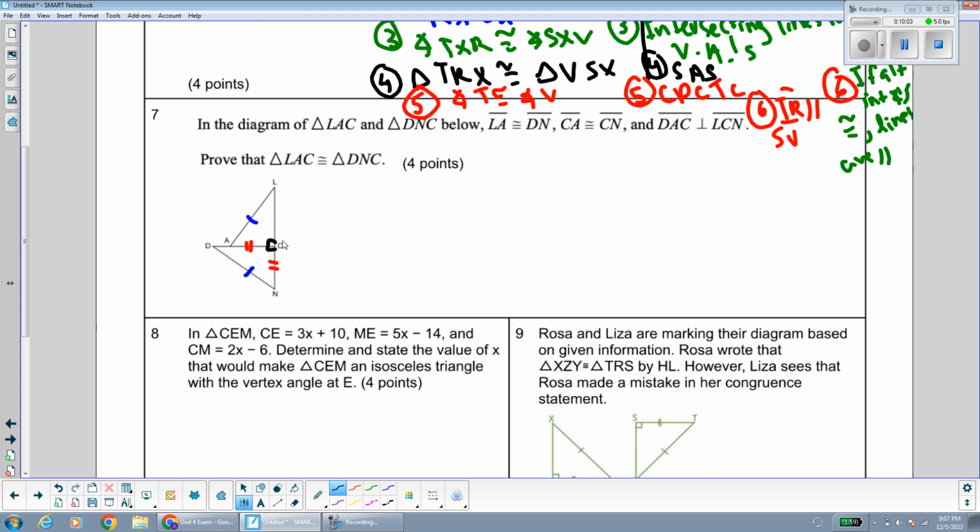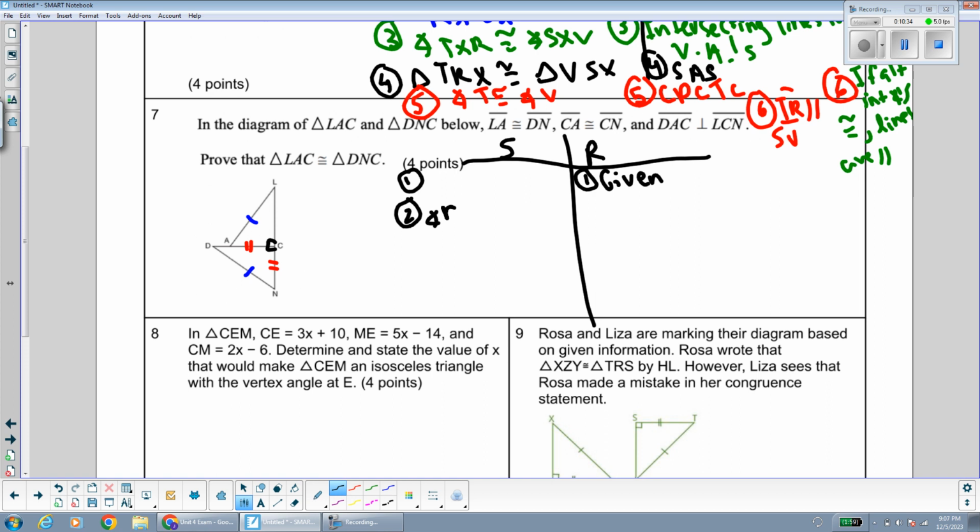So let's write up our proof. Just to save myself some space here, I'm not going to write the givens, but you need to get credit on the test or on the Regents exam. And in fact, both our hypotenuse and our leg are coming from the givens here, so they are super important. Next, I'm going to put the right angles because they're in the diagram, but they're not in your proof. So I'm going to put angle DCN and angle DCL are right angles.